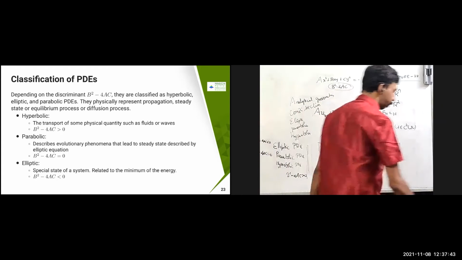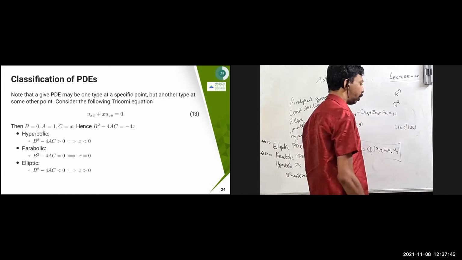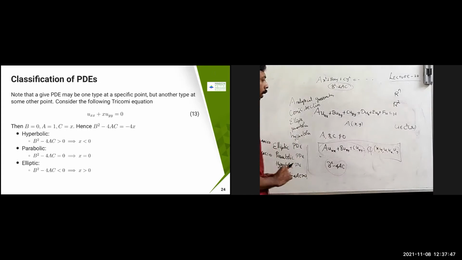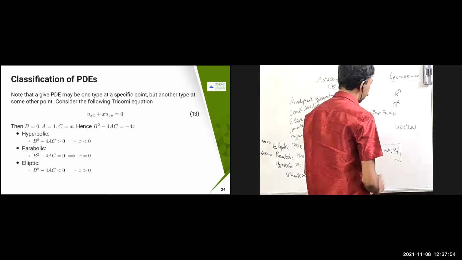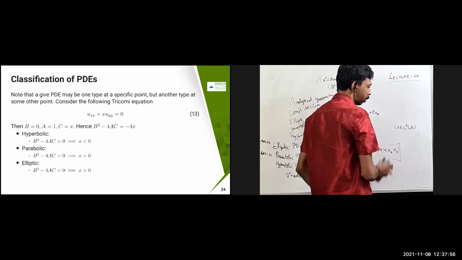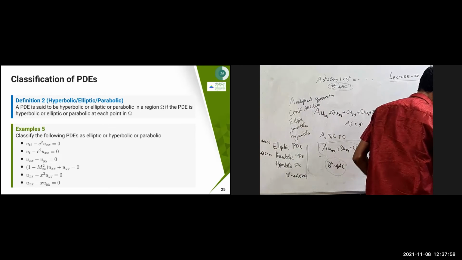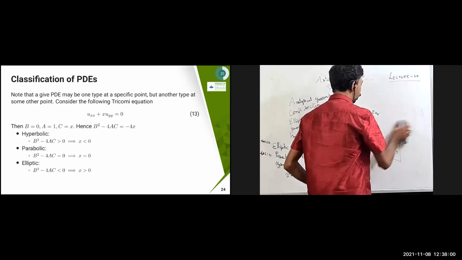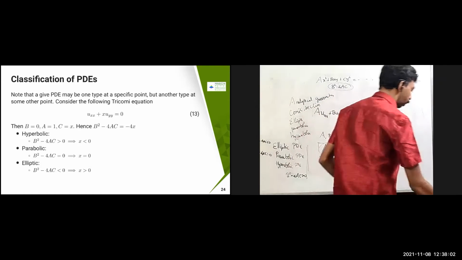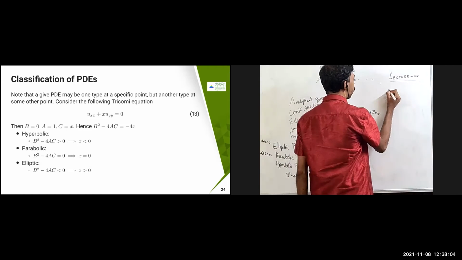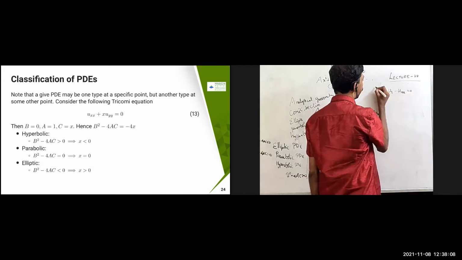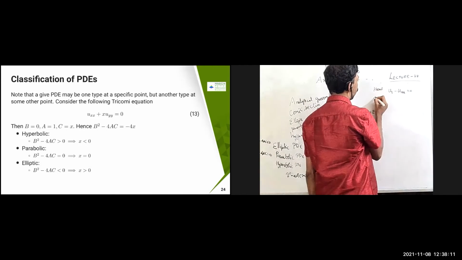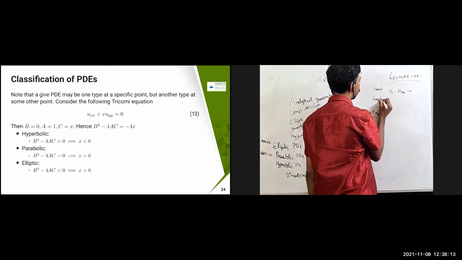So let us see some of the PDEs which we have already discussed, whether they are hyperbolic, elliptic or parabolic. Let us see first our three problems: the heat equation, the Laplace equation, etc. We have the heat equation, ut minus uxx. Sorry, this is the heat equation. And then I have the Laplace equation.